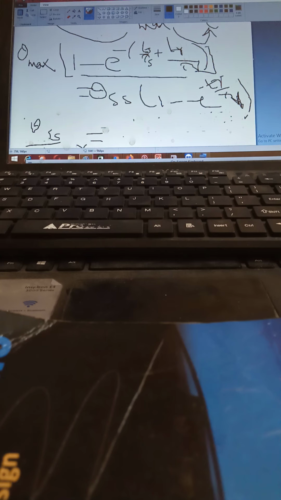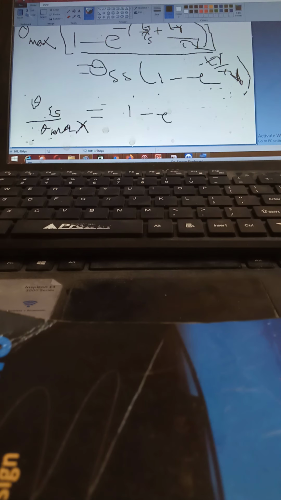So theta max, with that what this term is there, no? This full term: 1 minus exponent of minus of ts by tau s plus tau tr by tau r, full divided by 1 minus exponent of minus tr by tau r. I hope you understood. Now I will think about this theta ss and theta max.